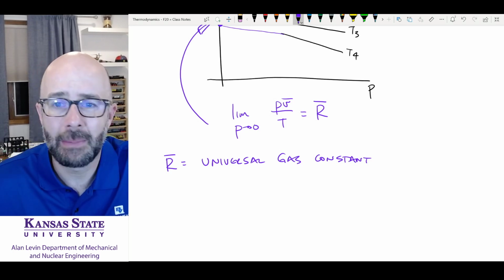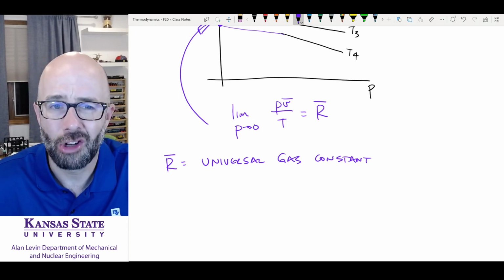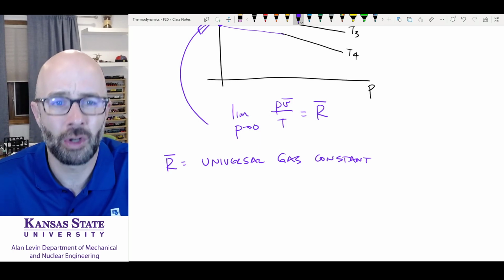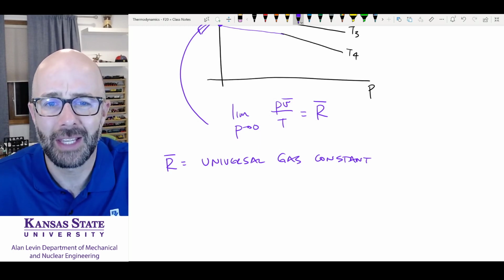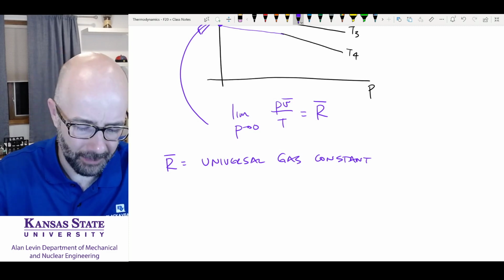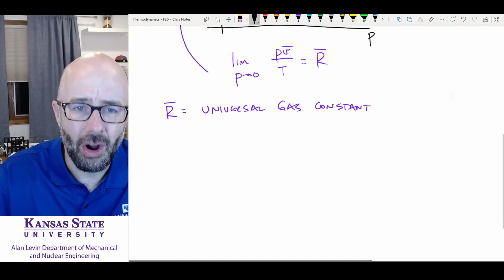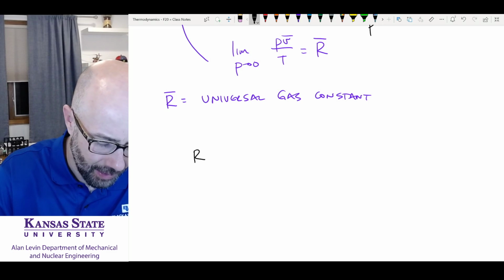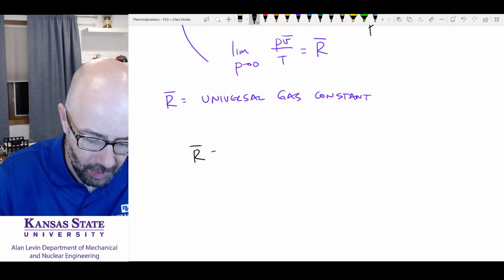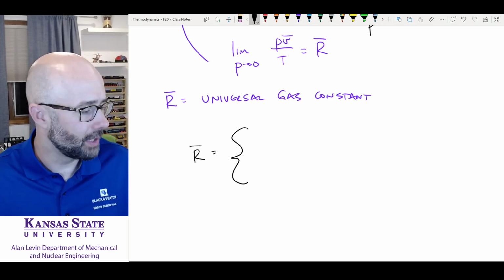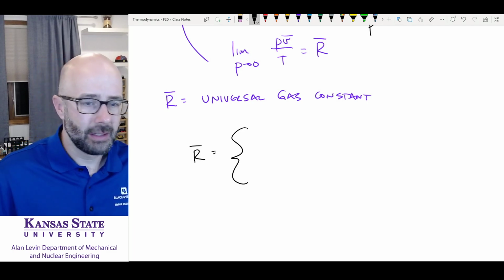It is a common limit for all temperatures and all gases. It's universal. It's kind of amazing when you think about it. Doesn't matter what we do here. And the value for R bar is given to you in the inside front cover of your tables.